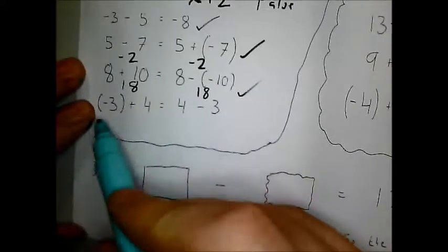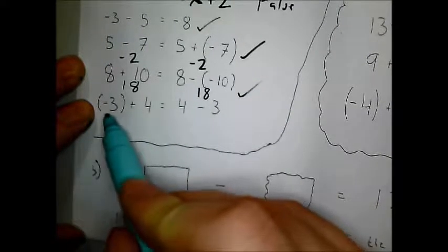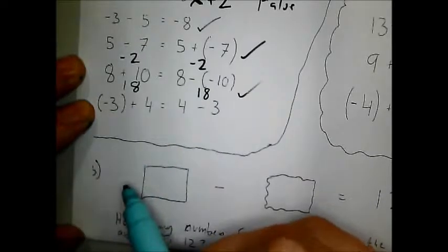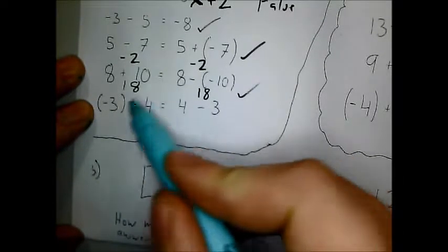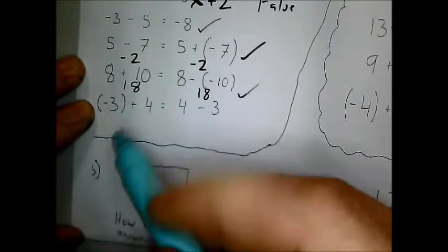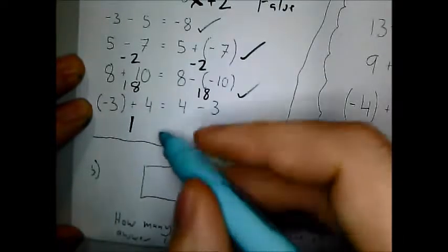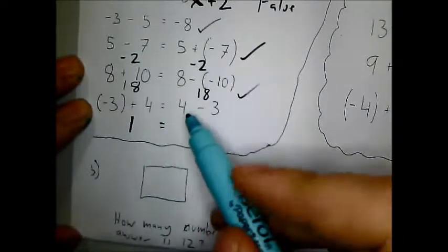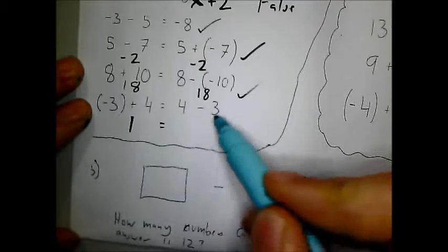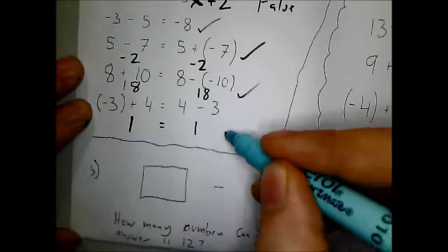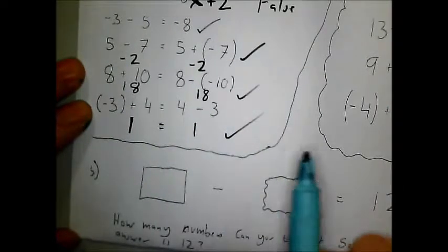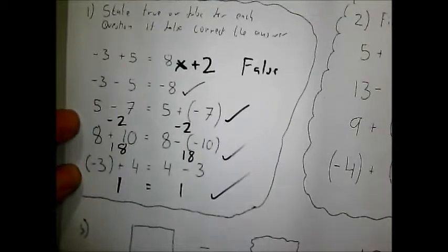Last question on section 1. Negative 3 add 4. Well, I've got positive 4, and it's going to go down by 3, so I'm going to end up at 1. Then 4 down by 3 is 1, so that's also true. So only the first one was incorrect.